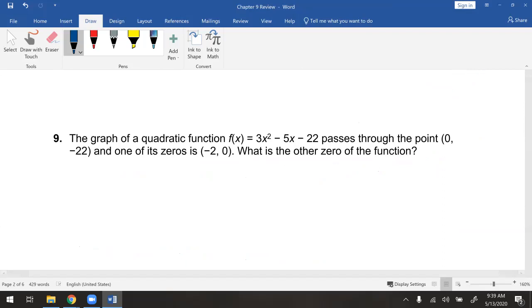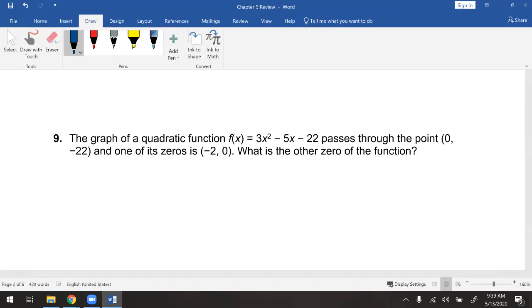What is the other zero of this function? Well, here's the deal for this one. I know for a fact that it passes through the point (0, -22), and one of the zeros is (-2, 0).